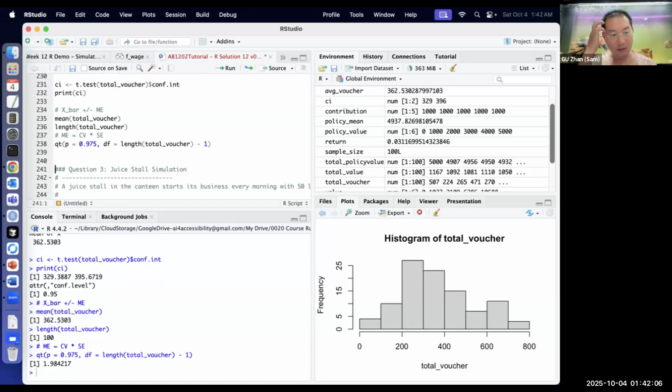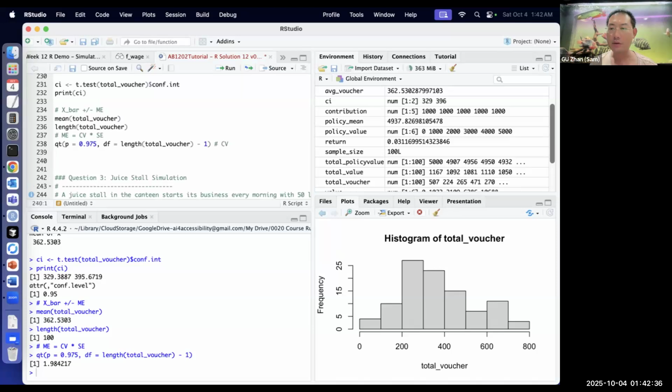Okay. So now your critical value is 1.98 because the sample size is pretty large. It's 100. So the critical value of t distribution is very similar to the z distribution, which is 1.96. So 1.98 and 1.96 is similar. So after that, your standard error. Now, what is your standard error? This is your CV, right?